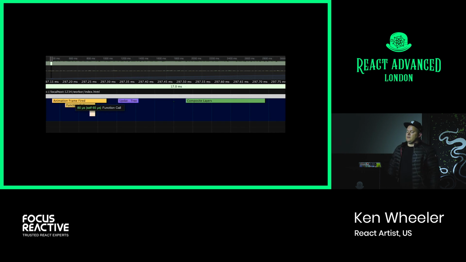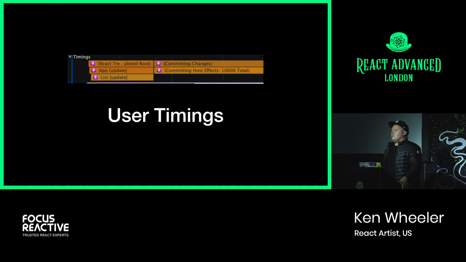If you look at it up close, this is what that little blip looks like. You have the animation frame fired. Our actual function call, which is the thing that we are doing, is 80 microseconds, which is lovely. That's a good place to be. And then you have some other browser stuff over here.